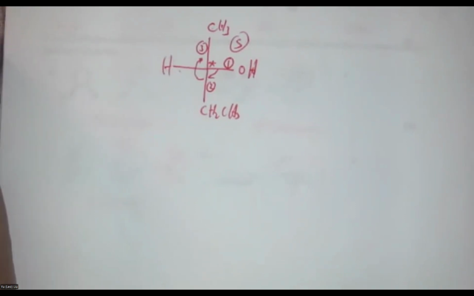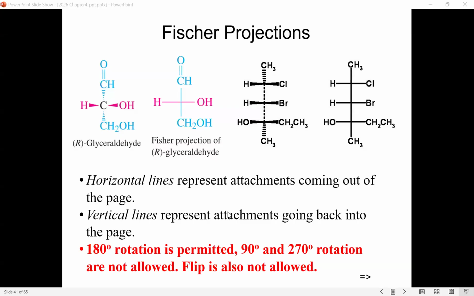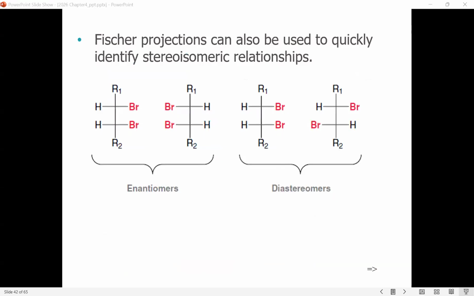Also, a more difficult question that may come up in the future is a naming question. So you should also be able to name a Fisher projection. And the Fisher projection is actually pretty good to use to identify the relationship between two molecules.